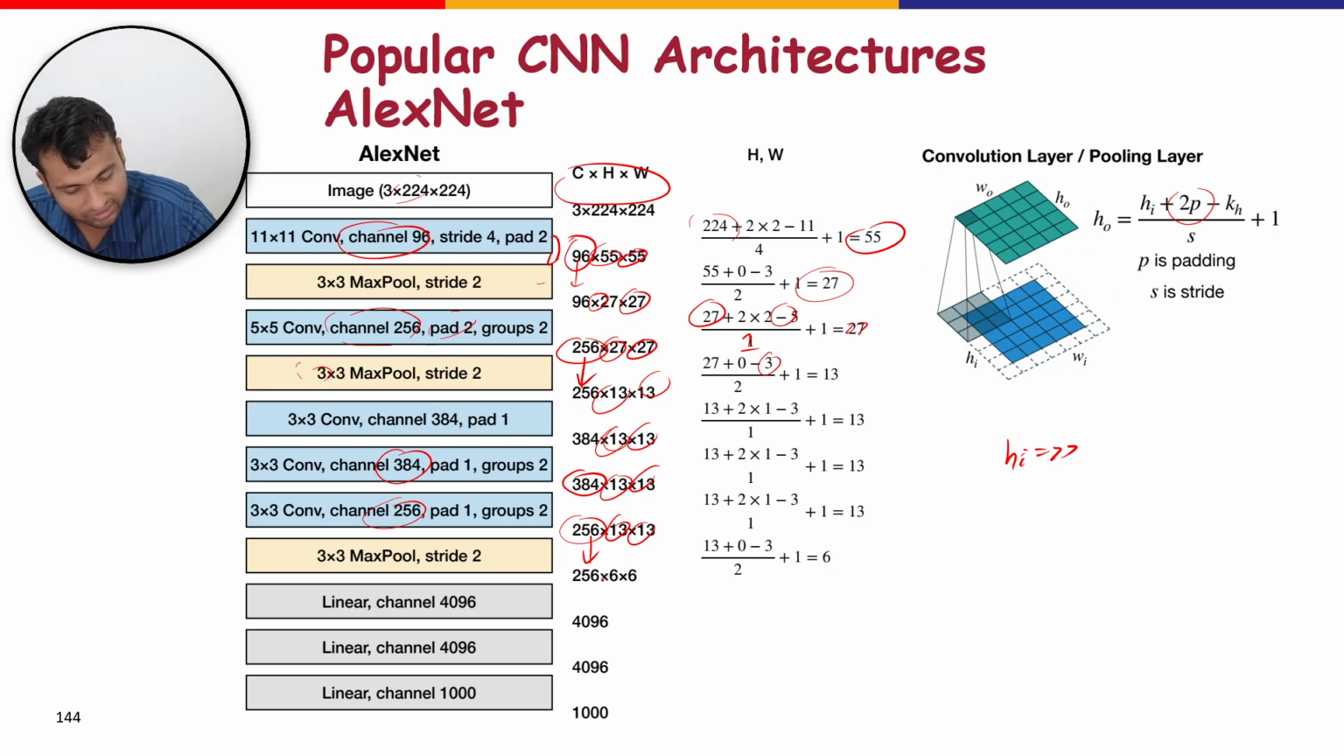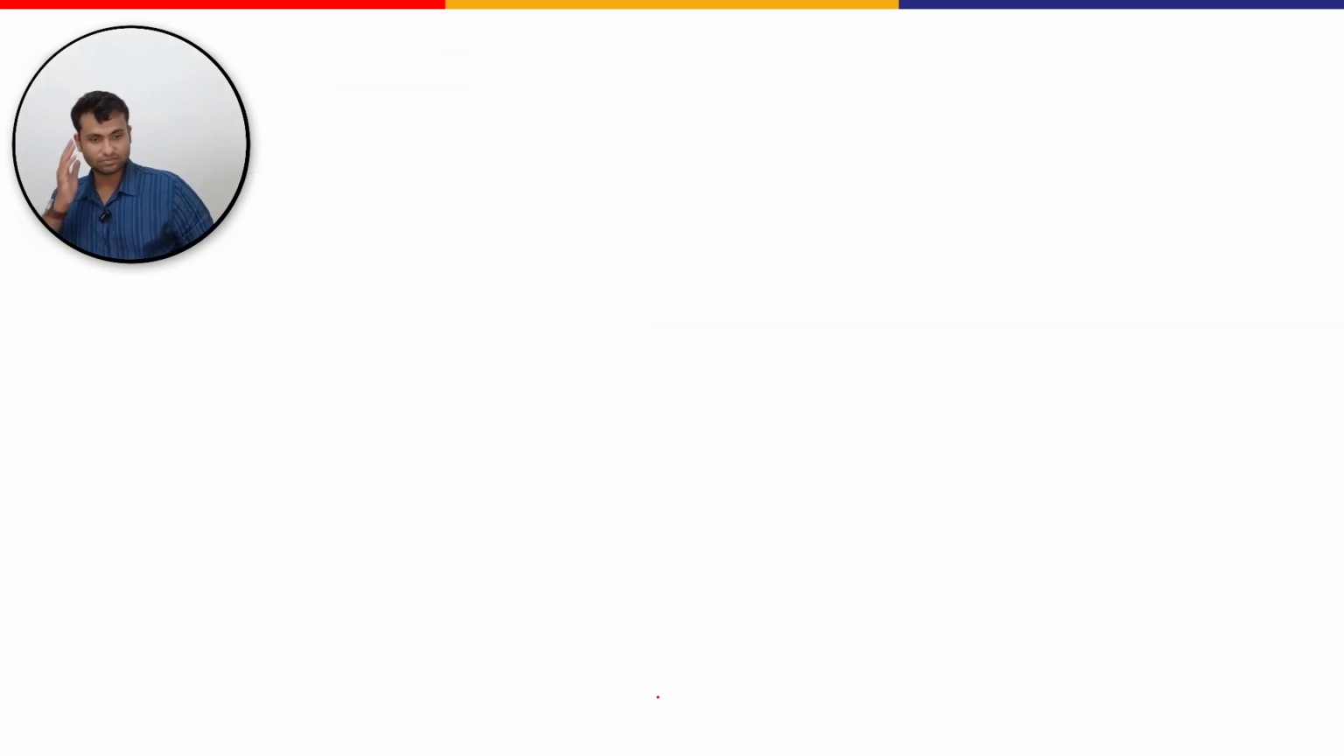And finally, if we flatten out this layer, 256 into 6 into 6, it will give us a 4096 vector, and then in the final output we can divide it into 1000 classes.